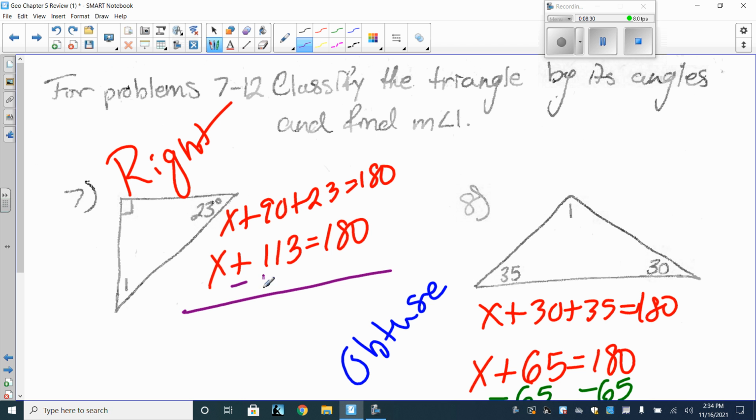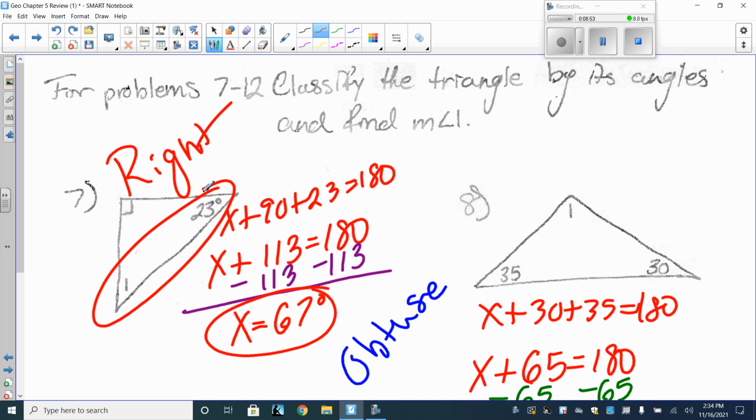And if we subtract 113 from both sides, x is equal to 67. Well, what is 67 plus 23? 90. Because the two acute angles in a right triangle do add together to be 90. Because these would add together to be 90 degrees because it is a right triangle. So we good with 7 through 12?